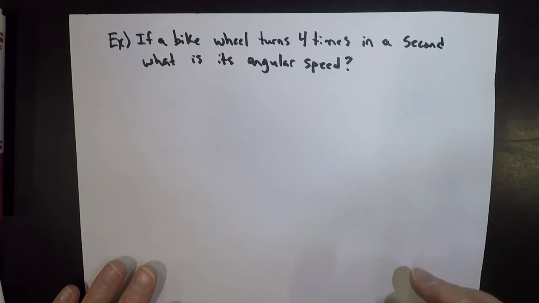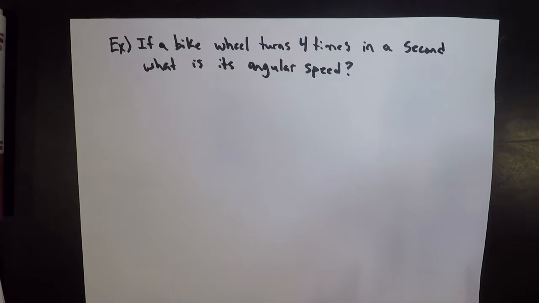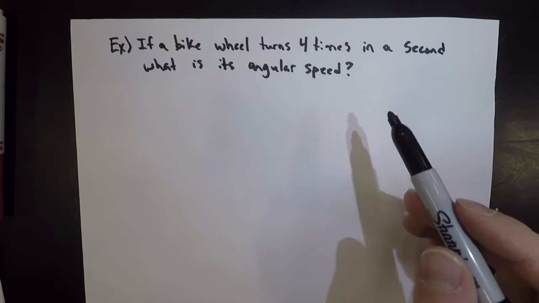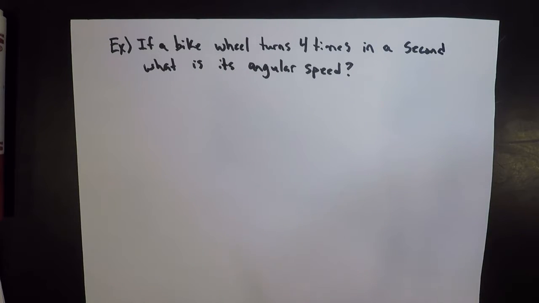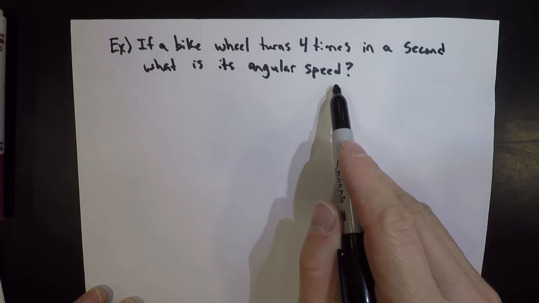All right, so first example, we'll look at a rotating bike wheel. So let's say the bike wheel spins around 4 times in 1 second, and we want to describe how fast this thing's rotating. Not just a particle, but every part of the bike wheel, how fast is it going. So we're looking for angular speed.